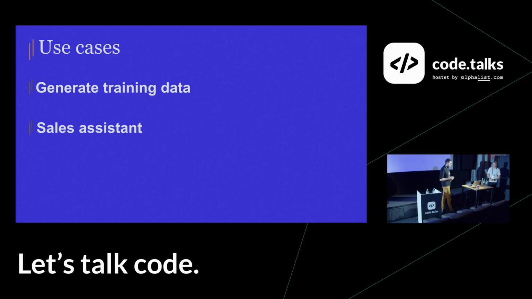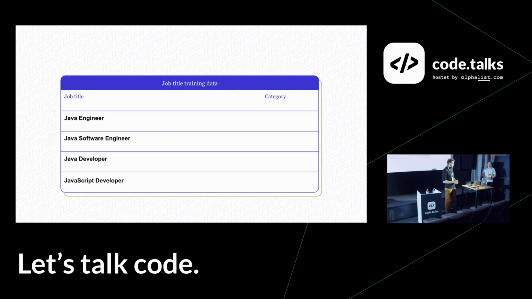generation of training data. Our customer came to us and said, we have a machine learning model. It works in German. We are in Switzerland, so we want it to work in other languages. And the use case was job title categorization. So we want Java engineer, Java software engineer, Java developer to go into the same category. And then JavaScript is a slightly different language. Not every recruiter knows that, but yeah, that's the whole point. And it goes to another category.